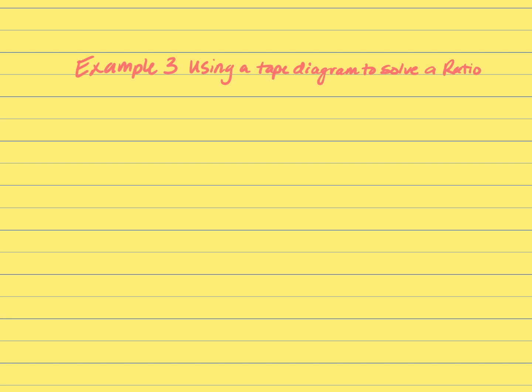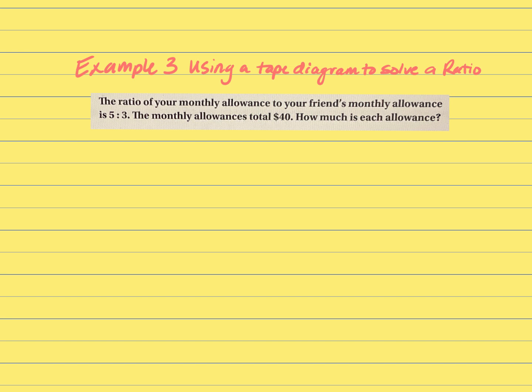Example 3 is using a tape diagram to solve a ratio problem. The problem is as follows. The ratio of your monthly allowance to your friend's monthly allowance is 5 to 3. The monthly allowances total $40. So how much is each allowance?